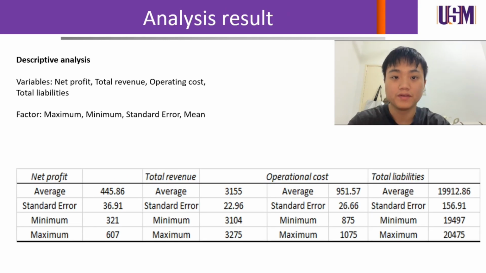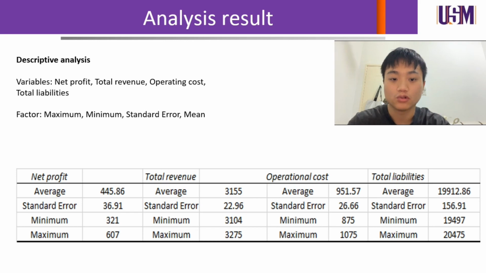Here is the descriptive analysis. As we can see, the factors are maximum, minimum, standard error, and mean. I explain two examples. The first one is net profit. The mean is 445.86, which means that the company's overall profits are good. And the standard error is 36.91, which means that the net profit has some swings. The difference between maximum and minimum value is 286. It's showing that the company's profitability has continued to increase after they merged.